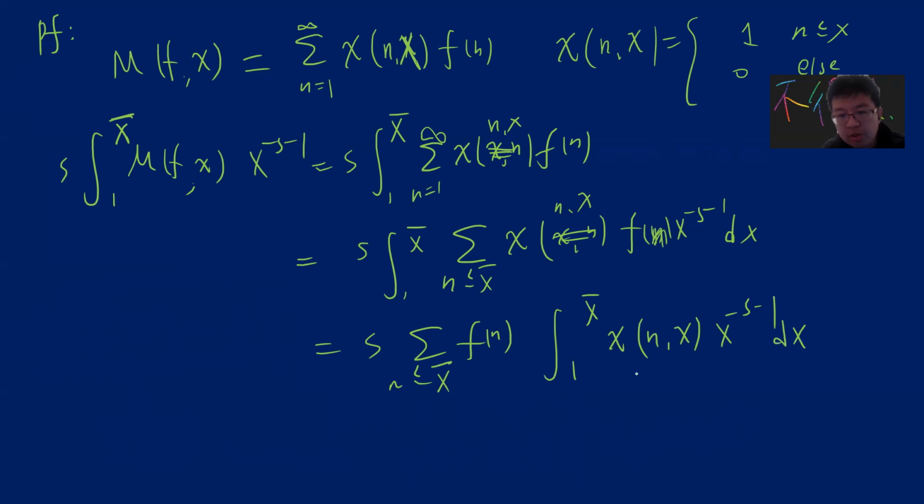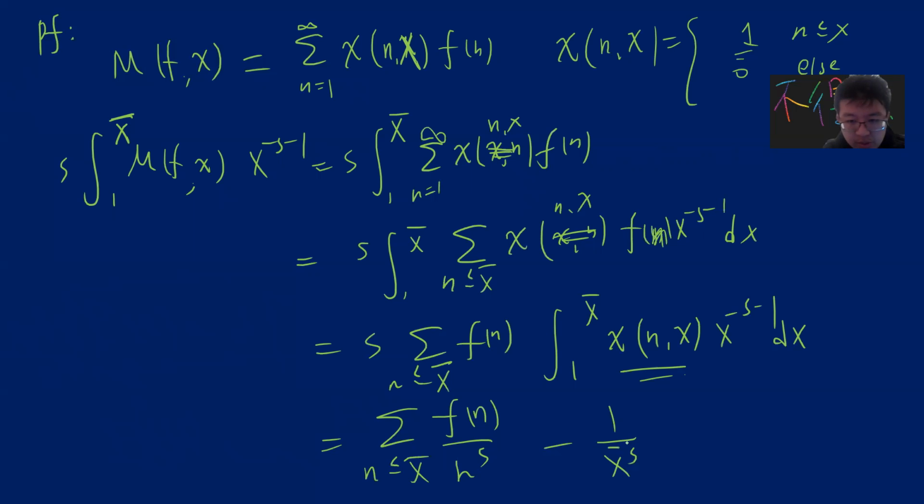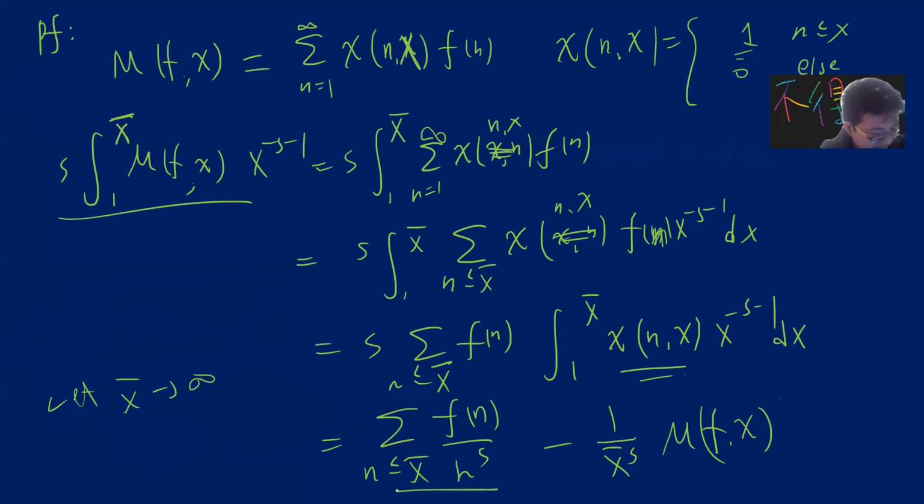This part is just direct computation. You pull out this f of n, and then you do a simple calculation. This gives you this, and you can simply check by yourself. This is f of n to the s, with x bar. Then you just let x bar go to infinity, so this term becomes this.